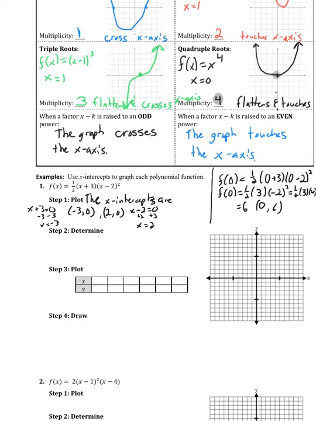So now I can plot these points on my graph. I'm going to go ahead and label and say this is 5 and 10, negative 5, negative 10. Always label your axes. I'm going to plot the point negative 3 comma 0. I'm going to plot the point 2 comma 0. I'm going to plot the point 0 comma 6. All right, that's what my graph kind of looks like.